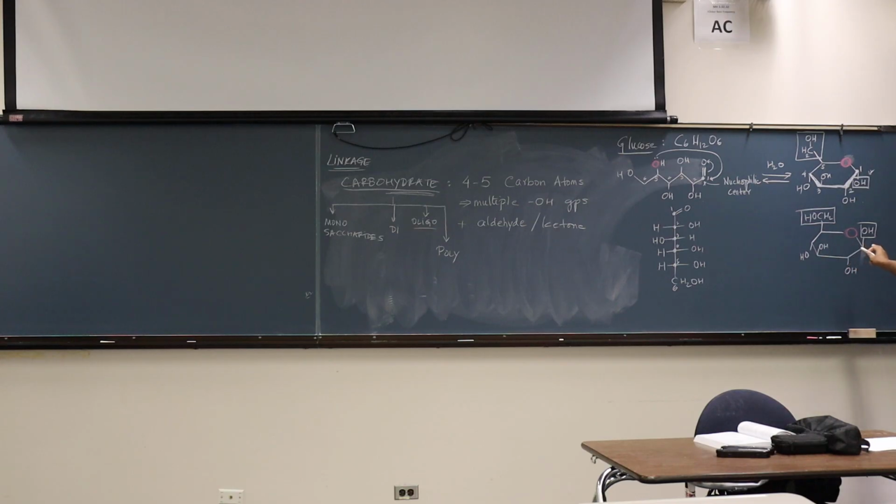Okay, that's the difference. So we can call this the trans form of the glucose, and this we can call the cis form, because the two groups are on the opposite sides. This is also called the alpha form, the trans form, and this is called the beta form.